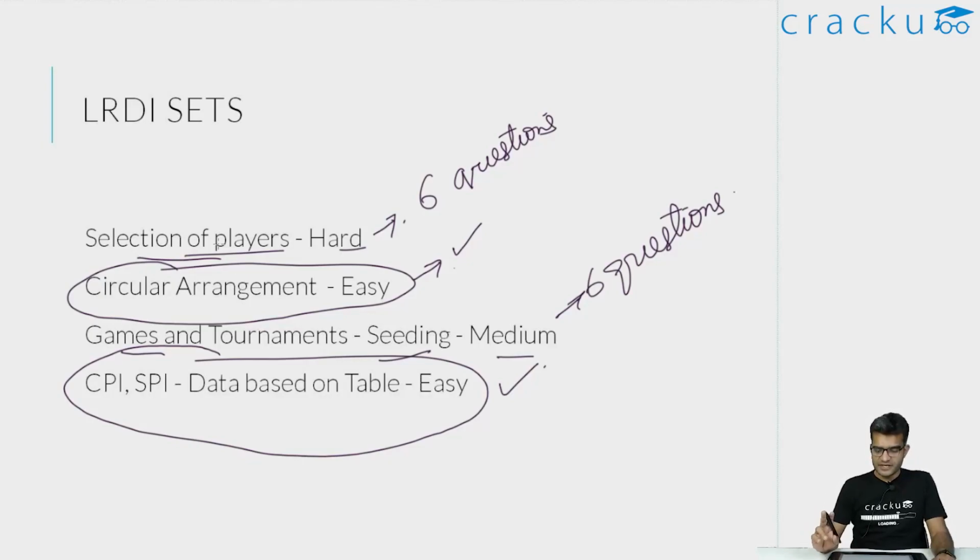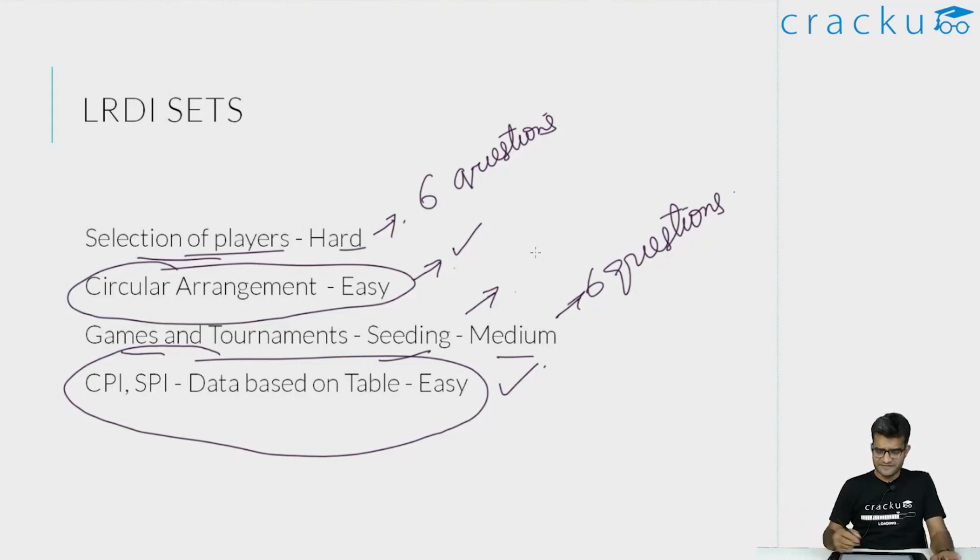Because if you look at the games and tournaments set, there are 6 questions with respect to who will face whom in a particular round. Now, all of the 6 questions are not really dependent on you completely solving the set. You don't need to completely solve the set. If you actually solve the set completely, you'll get all the 6 questions correct. But even without solving the complete set, there are at least 1 or 2 questions, especially at the start, which could have been easily answered.